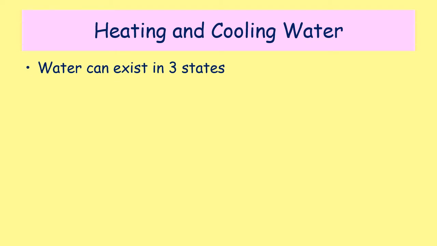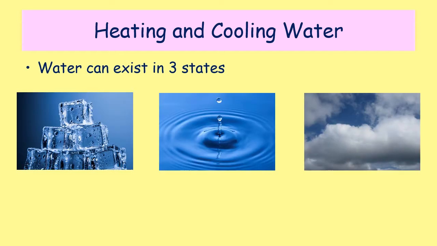So heating and cooling water. Water can exist in all three states of matter. So it can exist in its normal form, the middle picture, as water. And when we call it water, it is a liquid. When we cool water down, we can turn it into a solid, and we call it ice.